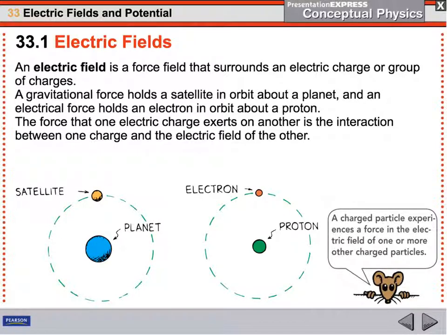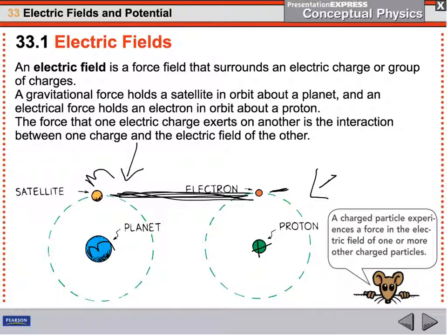Like the picture I just drew, here's the electron, which is like the satellite. These would be the same right here, where the proton has a positive charge and this has a negative charge. This just deals with mass and mass. So this can be a repulsion and attraction. This is just attraction.